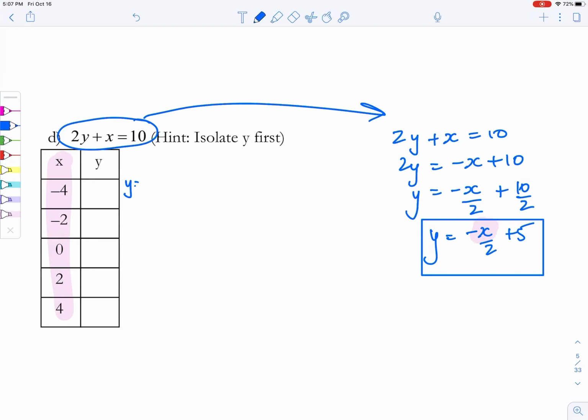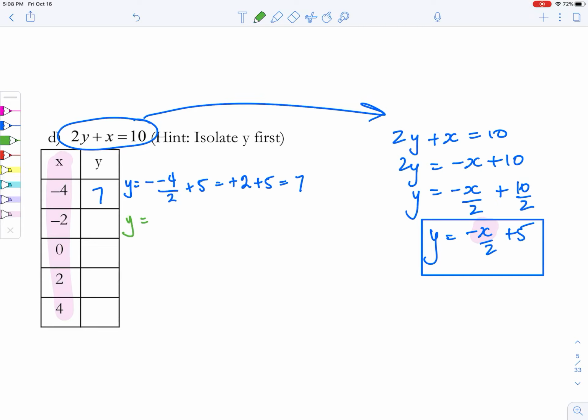So we get y equals minus x, so that's minus minus 4 over 2 plus 5. So that's going to give me plus 4 divided by 2, because minus minus is a plus. 4 divided by 2 is 2 plus 5. So that gives 7. And you may have noticed that the x's here are air quote nice numbers when we're dividing by 2. So they're all even numbers, which is easy. Makes it easier, no decimals.